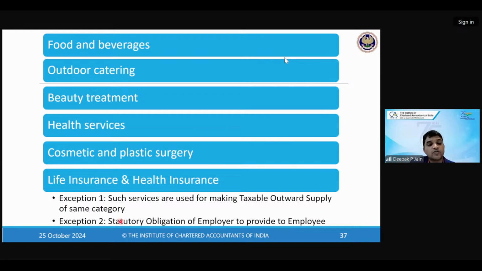Then the exception is again statutory obligation. Here also, what could be a statutory obligation? There is a factory, and the Factories Act says that if you have more than 50 employees, you should have a canteen and you should provide food to the employees. Then it's a statutory obligation. In that case, that credit will be available only if it is a statutory obligation.